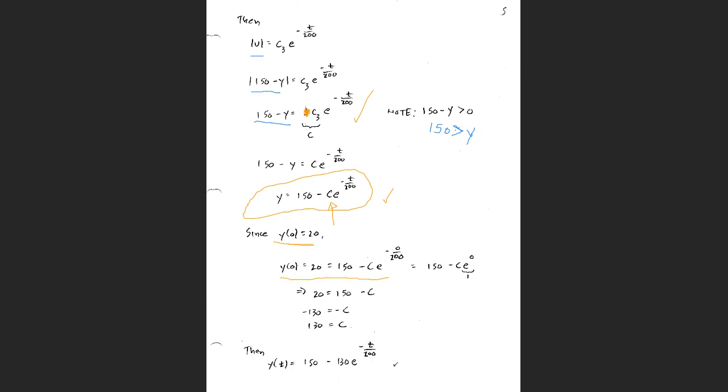And e to the negative 0 over 200 is just e to the negative 0, right? But e to the 0 is 1. So it turns out that C will equal 130. And so now you have found what y equals. Y, the amount of salt in the tank at time t, will equal 150 minus 130 times e to the power negative t over 200.